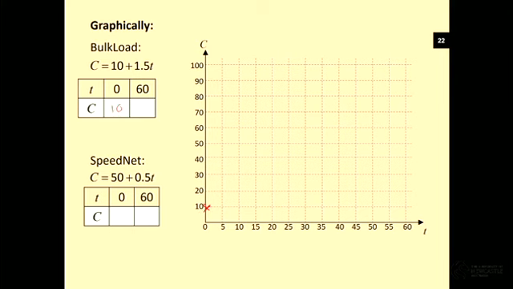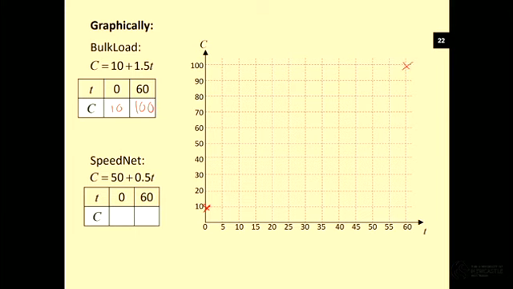But this one just says, what if the cost was for 60 hours? When t equals 60, well, 10 plus one and a half times 60. One and a half times 60 would be 90. 10 plus 90 is 100. So that's saying it'll cost me $100.